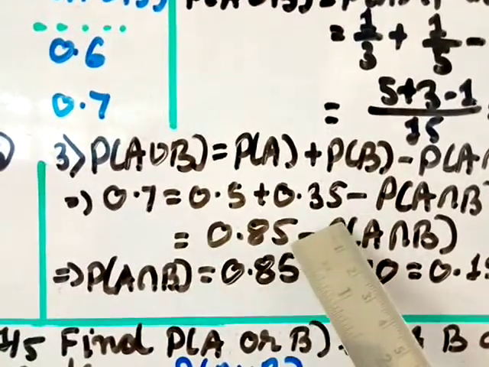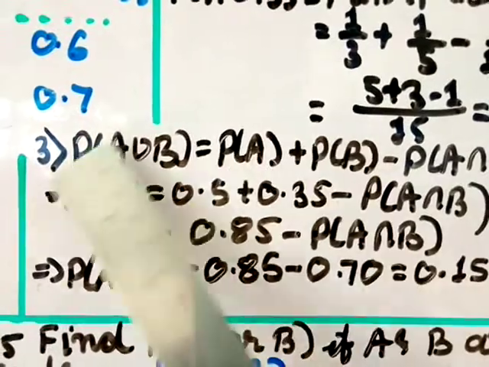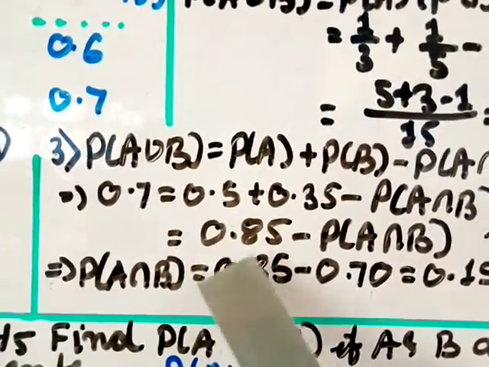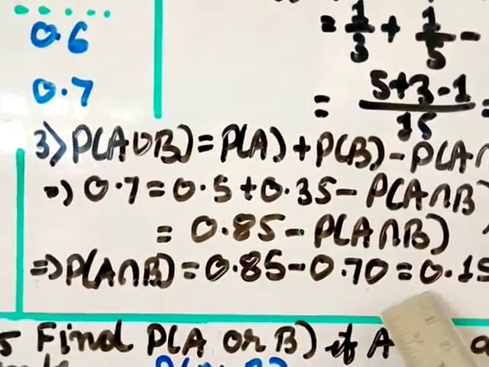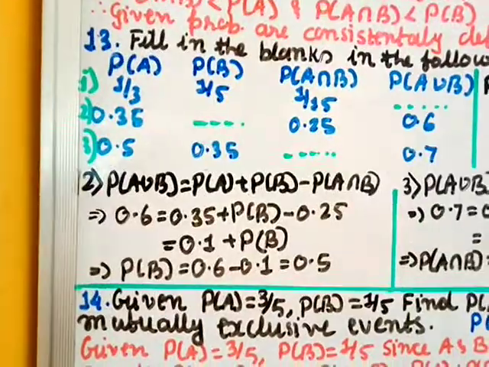Equal to, add these together, this 0.50 plus 0.35 will give 0.85 minus P of A intersection B, this negative transfer over here, and 0.7 transfer over here. So we get P of A intersection B equal to 0.85 minus 0.70 equal to, the difference is 0.15. So that is the value of A intersection B.